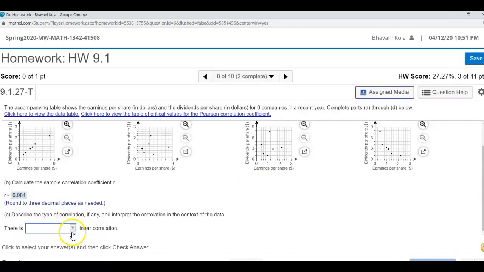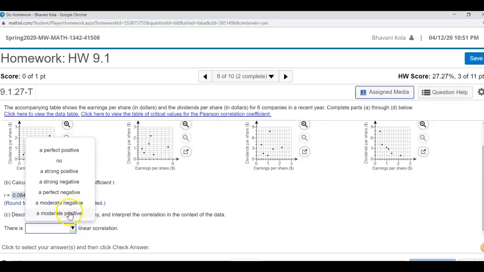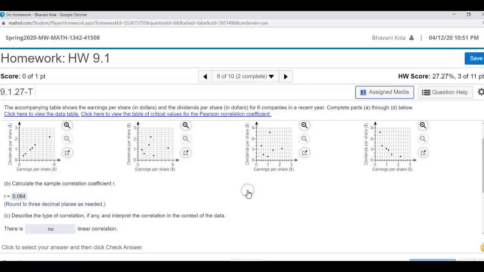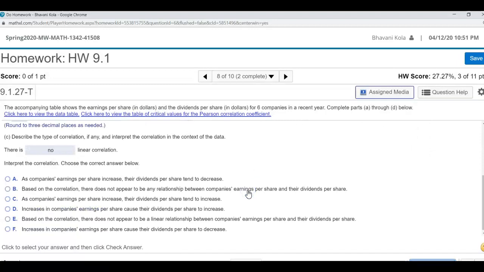As soon as you see this 0.0, there is absolutely no correlation here. There is no correlation. 0.08 is very, very small. So there's no correlation. As soon as you see 0.0, by default, you will know that there is no correlation. So now your part is to interpret your correlation.